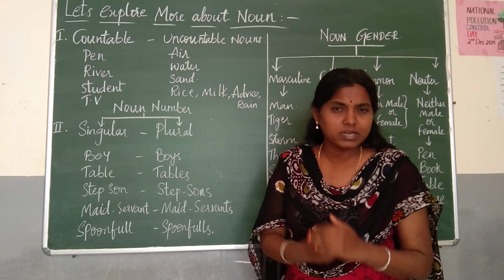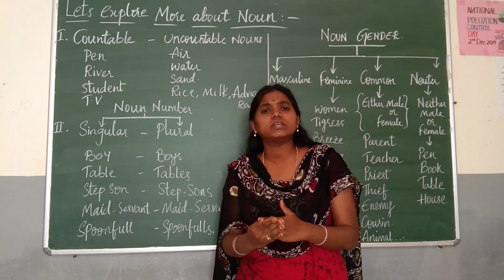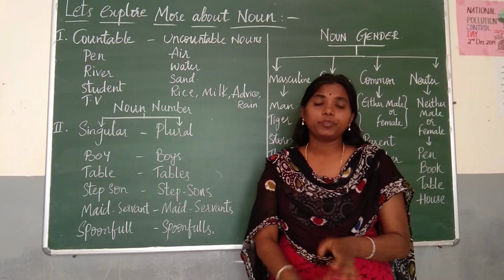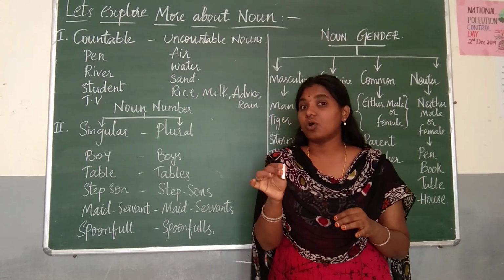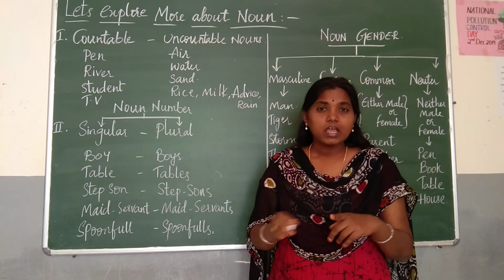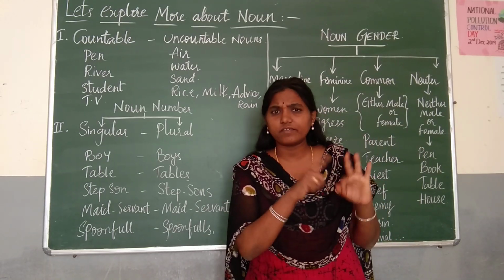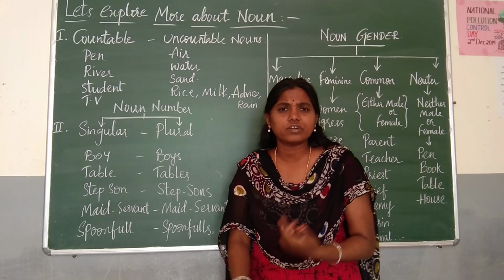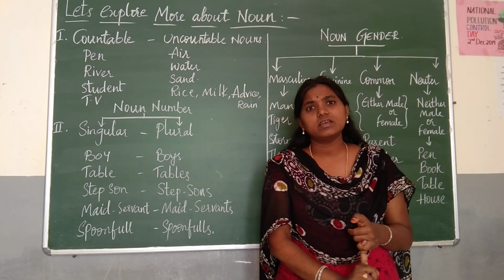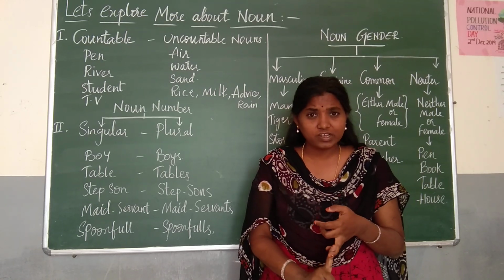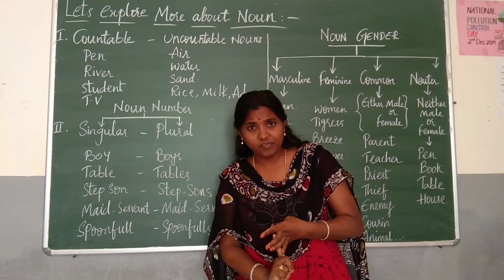Countable nouns are nouns which can be counted, like 1 pen, 2 pens, 3 pens, 4 pens. Okay, 2 chalks, 3 chalks, 4 chalks. How many rivers are there in our country? 1 river, 2 rivers, 3 rivers, 4 rivers. How many perennial rivers and how many non-perennial rivers? Yes, 1 perennial river, 2 perennial rivers, 4 non-perennial rivers.